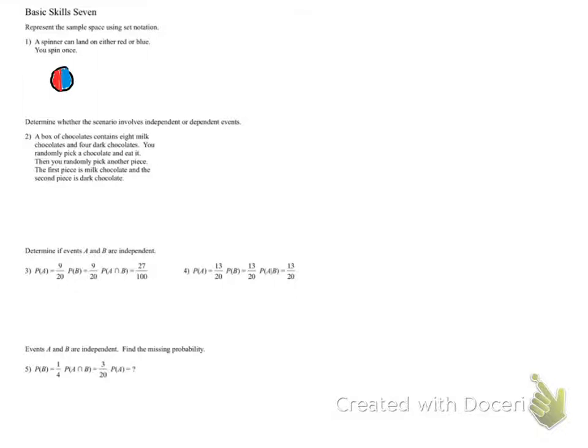So what are the possible outcomes if we spin this spinner? Where can it land? Here's our little arm. So it can land in either red or it can land in blue. And that's our sample space, our possible outcomes of where the spinner hand can land.